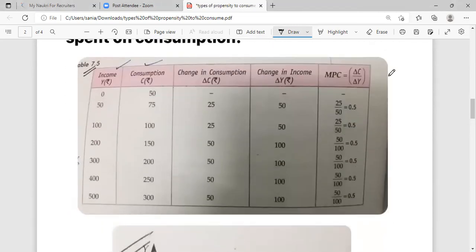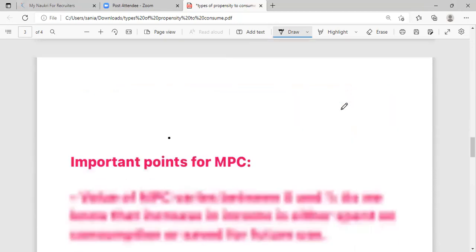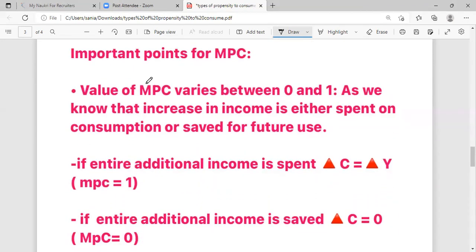So what is MPC, ma'am? Basically, whatever you are consuming, when you divide it by your income, change in consumption divided by change in income is your MPC, right? So now few points about MPC: first, the value of MPC varies between 0 to 1. You have to remember that your MPC will always lie between 0 to 1. It can be 0.1, it can be 0.8 or 0 or 1, not more than 1.